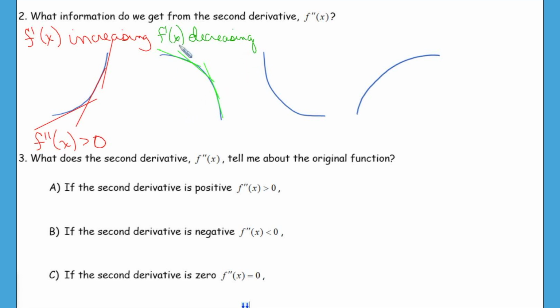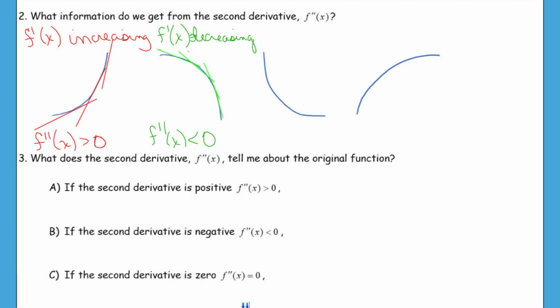If f prime of x is decreasing, then f double prime of x is less than 0, or is negative. Okay? All right, let's get us another color.